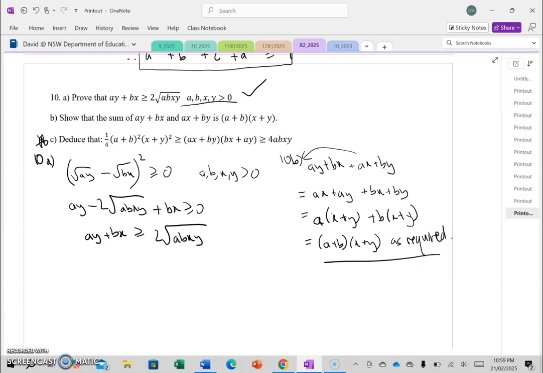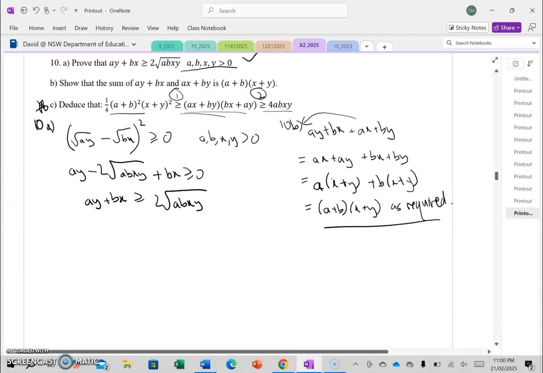Now, one thing I've just noticed about part C is that they've got greater than or equal to instead of less than or equal to. This should be written in reverse. Okay, poor question. Now, when there are 2 inequality signs, there's 2 things I need to prove. I need to prove this is greater than or equal to this, and I need to prove this is greater than or equal to this. So I've got 2 things to prove for part C.